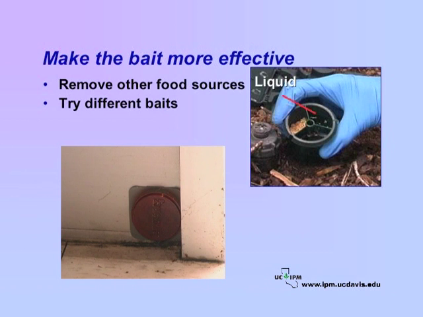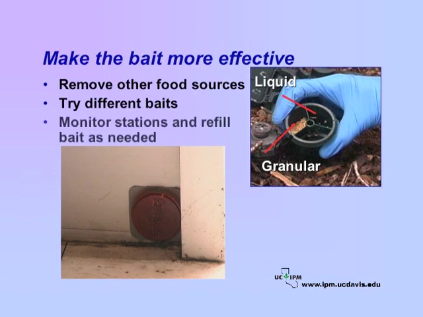In reusable stations, use both protein and sugar baits in liquid and granular forms. Use liquid baits in covered containers to make them last longer and not dry out. Evaporation changes the concentration of the active ingredient. Monitor bait stations and refill with bait as needed. If you see ants feeding on the bait, try not to disturb the trails, or they may not bring the bait back to the colony.